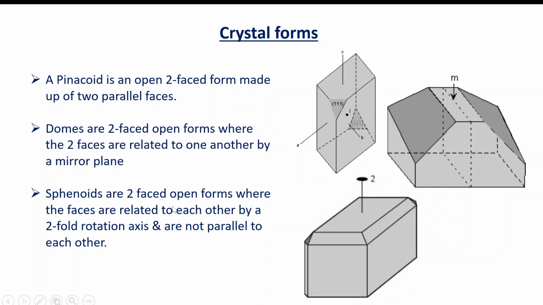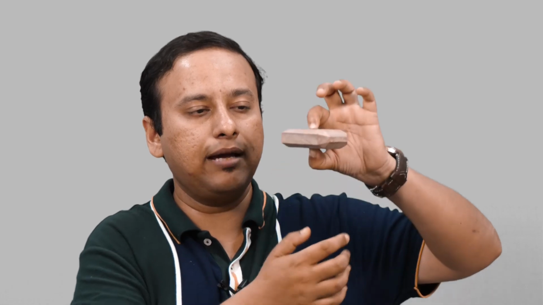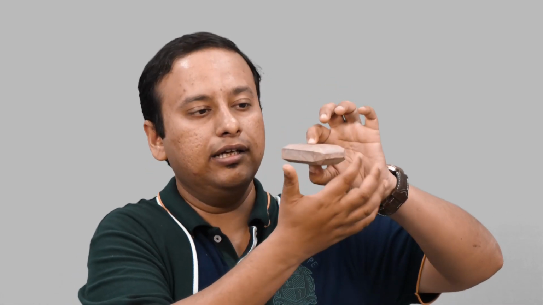Then you also have sphenoids. Sphenoids are 2-facet forms where the faces are related by the operation of a rotation, specifically here a 2-fold rotational axis. If I take this crystal model as an example, I can hold it like this. If I look at this smaller face and rotate it about 180 degrees, you will get the same face here. Also, if I rotate it about this axis through which I am holding the crystal, you will get exactly the same face.